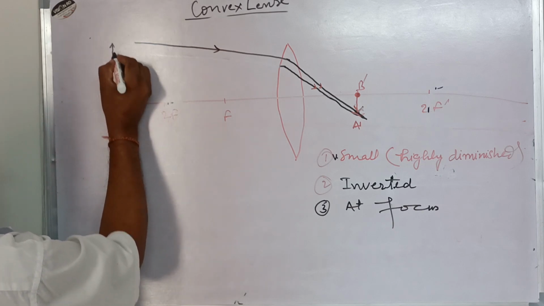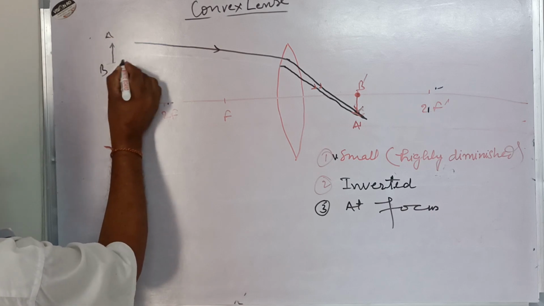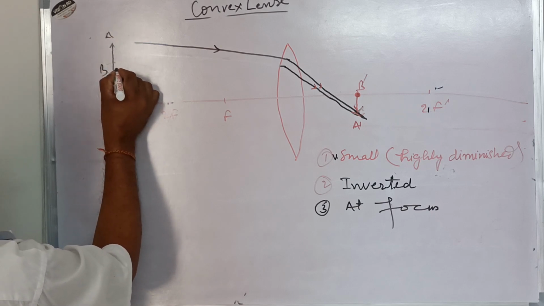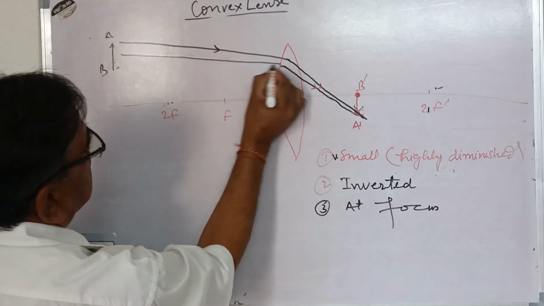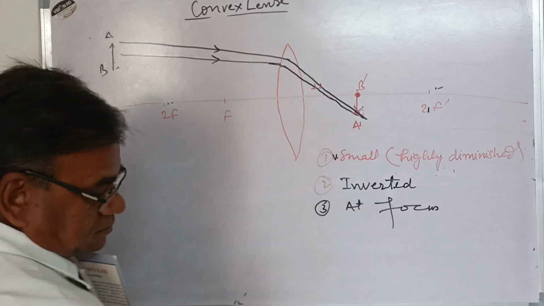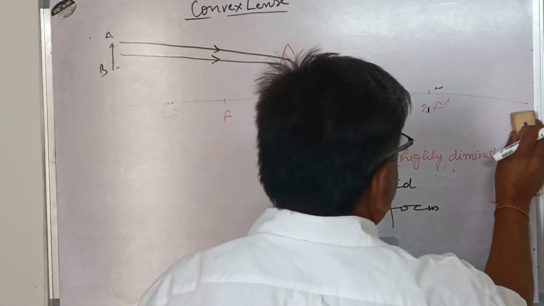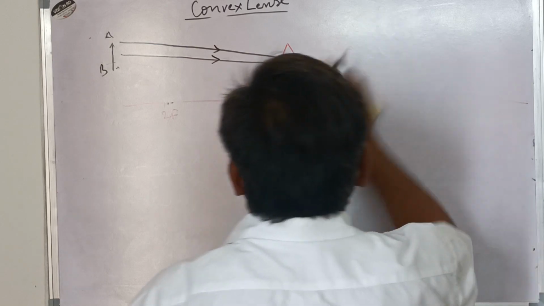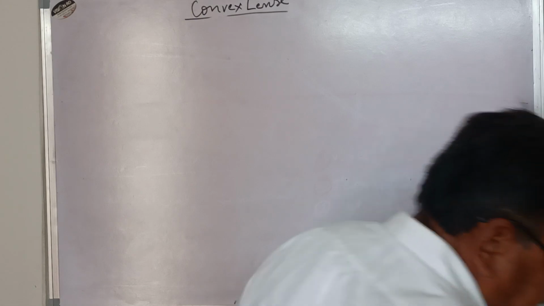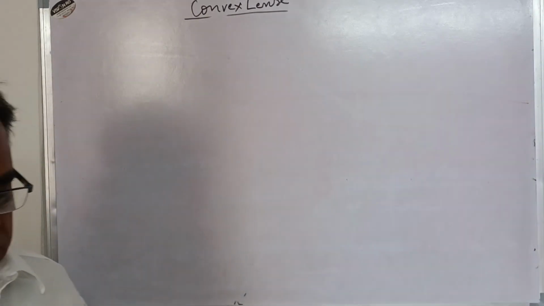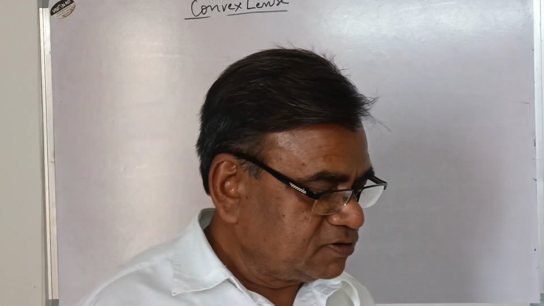Very far, this would be the image A, B, and the rays are coming from this image. Okay, this is very far, so you cannot sketch it properly on the board, because the image is too far from the 2f, from the lens.